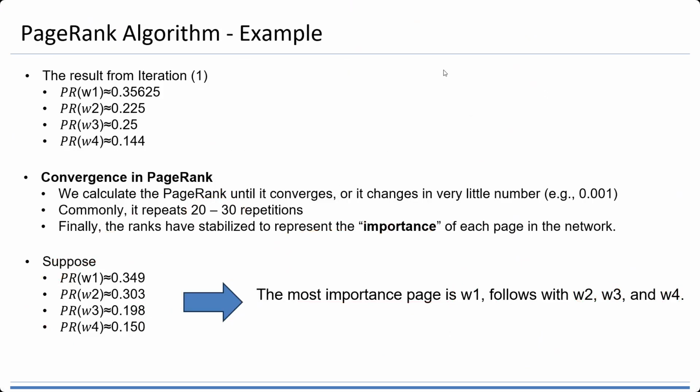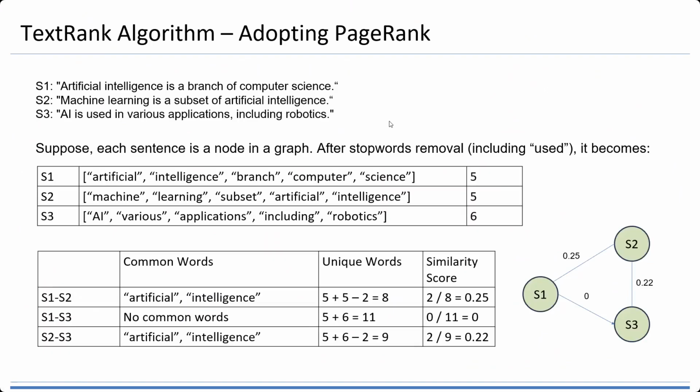Now, how do we apply this to the TextRank algorithm? Using the idea of the page rank, we are adopting the page rank. So we have S1, S2, S3. Let's say I have this: Artificial intelligence is a branch of computer science. Machine learning is a subset of artificial intelligence. AI is used in various applications, including robotics.